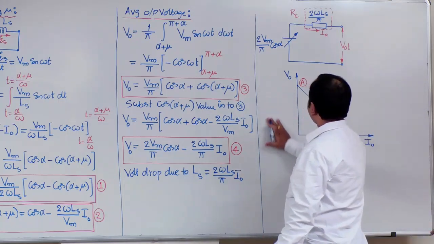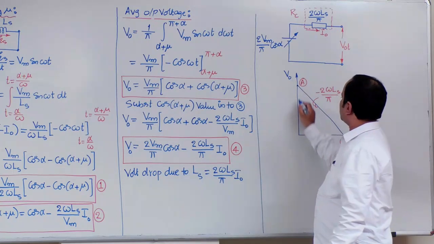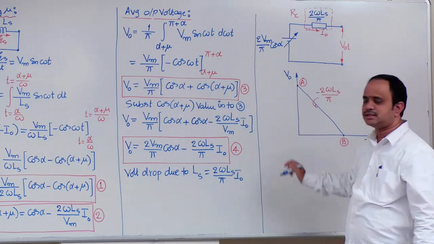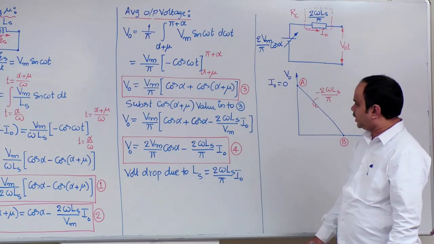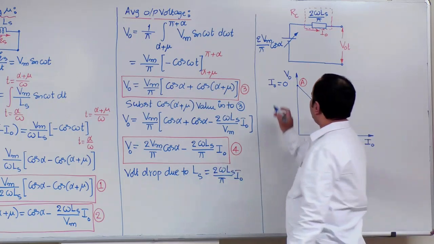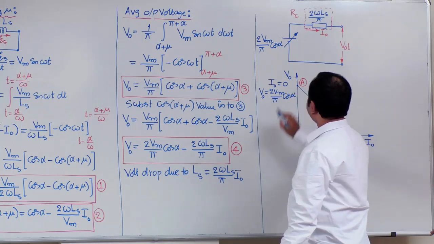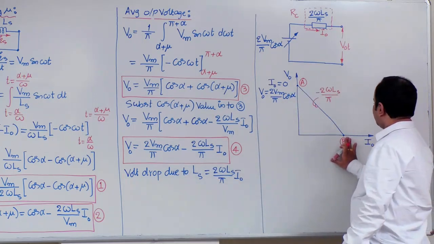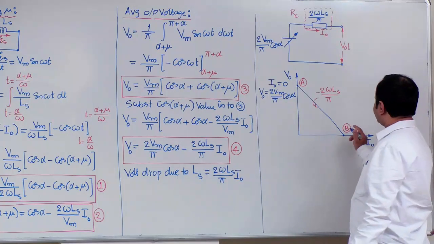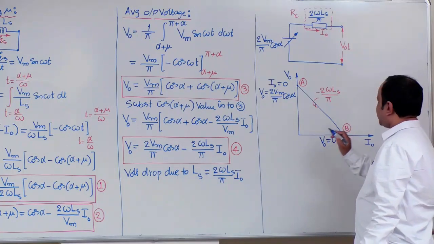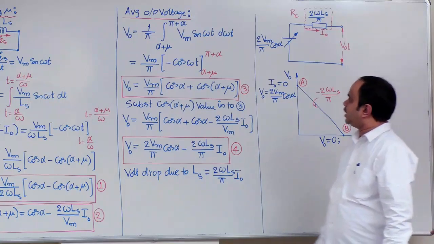What are the coordinates for operating point A? Here point A is located on the y axis, which means the x coordinate is 0. Therefore, I can write I naught is equal to 0 at this point. Now look at equation number 4. If I naught is equal to 0, we will get V naught is equal to 2Vm by pi cos alpha. Now let us write the coordinates for operating point B. At this point, the y coordinate is equal to 0, that is, V naught is equal to 0 at point B. Now look at equation number 3.